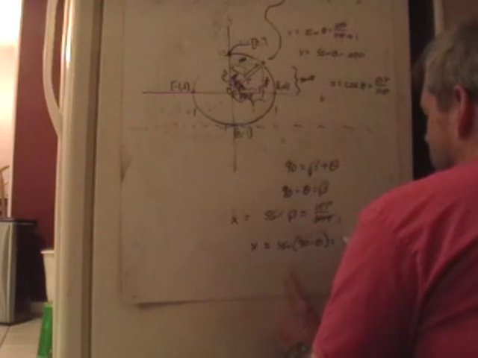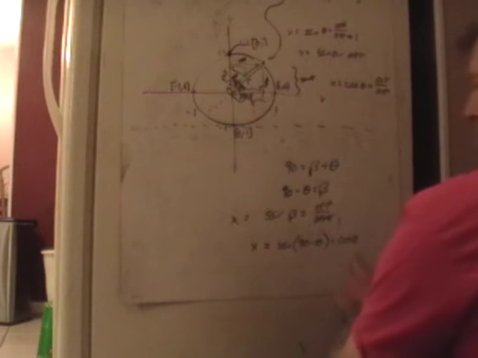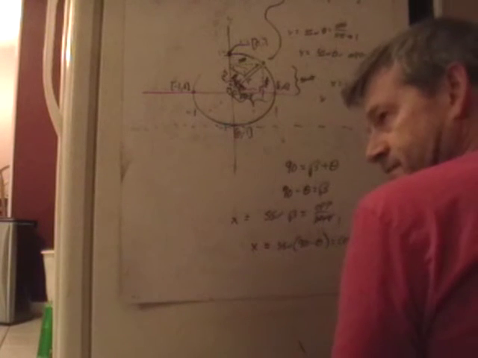Which means that sine of 90 degrees minus theta is the same as cosine of theta.